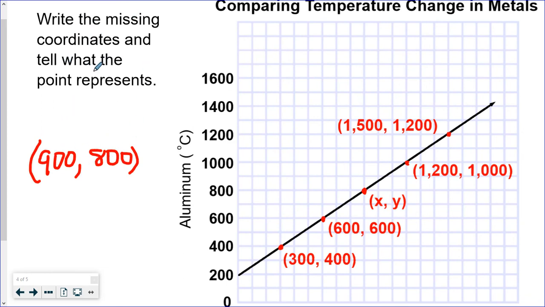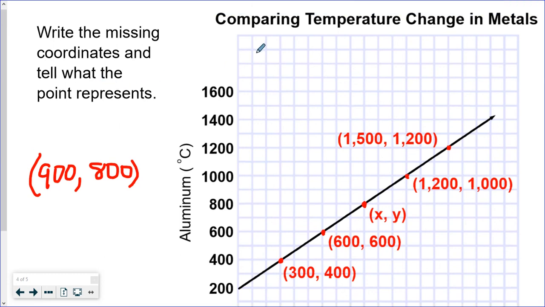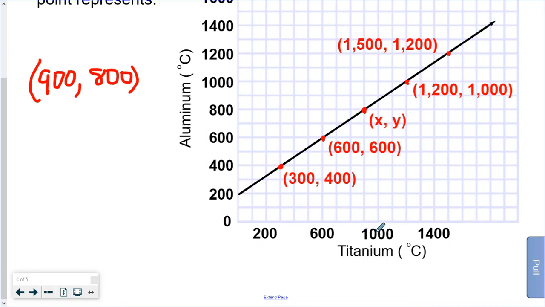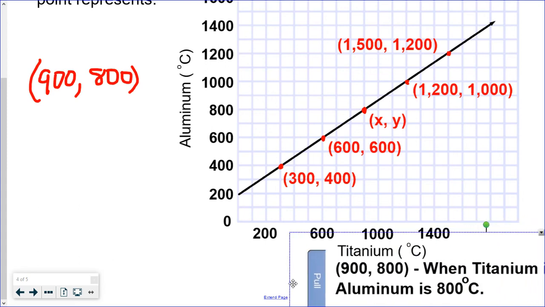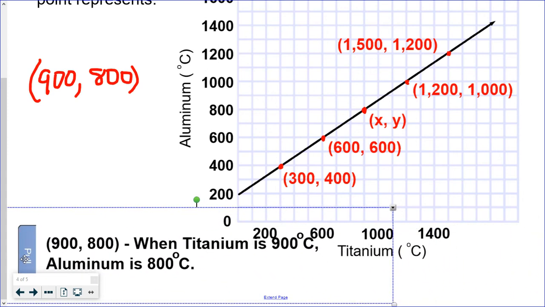And now what does each one of these temperatures represent? Remember, we're comparing temperature changes in metals. So we're saying here that when the temperature for titanium is 900 degrees, the temperature for aluminum needs to be 800 degrees. So let's see how that looks for what we're going to write. When I pull this over to the side, it says when titanium is 900 degrees Celsius, aluminum is going to be at 800 degrees Celsius. Okay, and that's what you would write down.